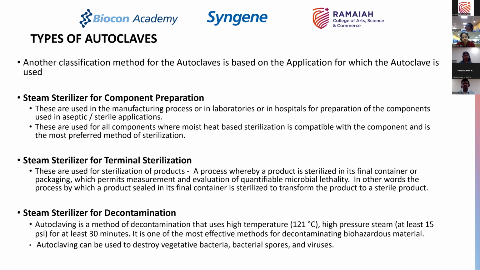So when you have to prepare the components which you use in the sterile manufacturing process or in any of your activity where asepticity is important, then you would do what is called component preparation, and this is one application. So you are using a steam sterilizer for component preparation. The type of autoclave you use will again depend, as we said, on the load and on the need, and therefore you would either use a bench scale autoclave, or a double door autoclave, or you could use just a positive pressure.